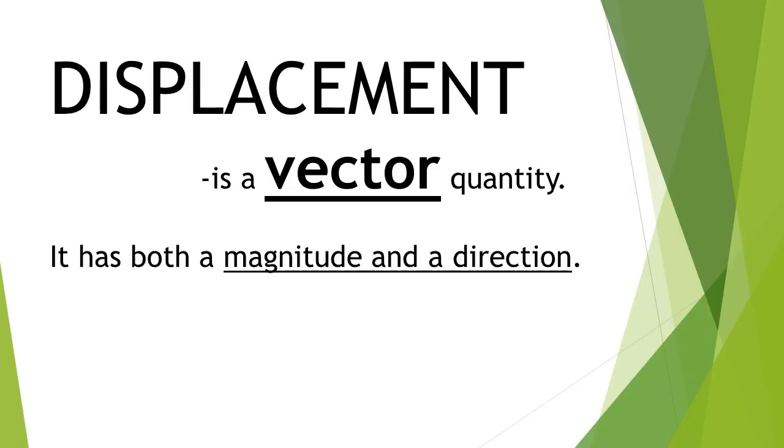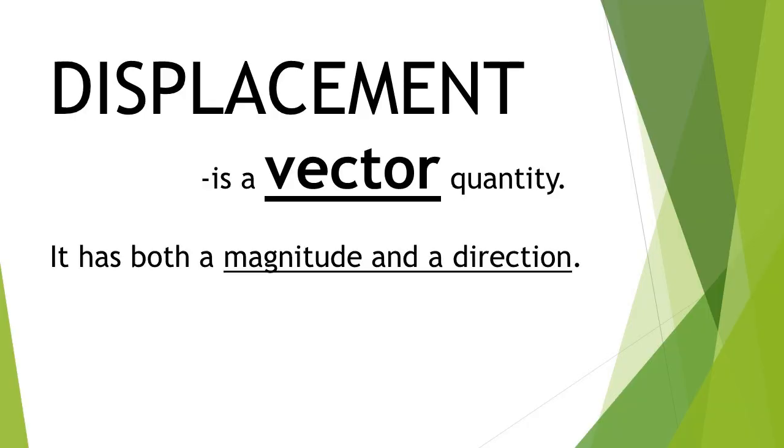First, distance is a scalar quantity. It means it has a magnitude only. It has no direction. While displacement is a vector quantity. It means it has both a magnitude and a direction. That is it. Distance is a scalar quantity and displacement a vector quantity.